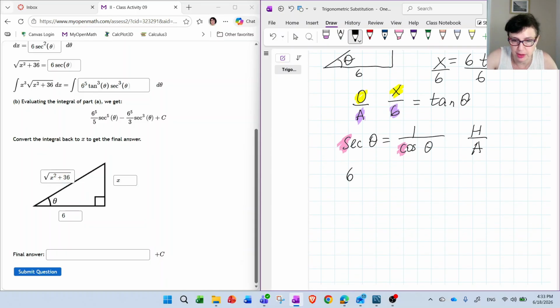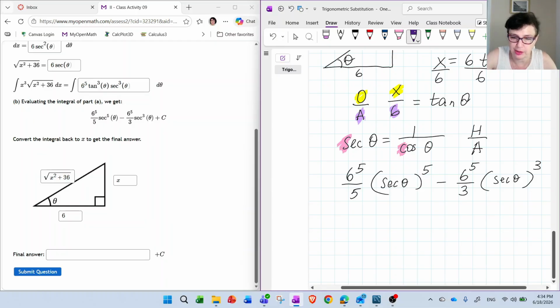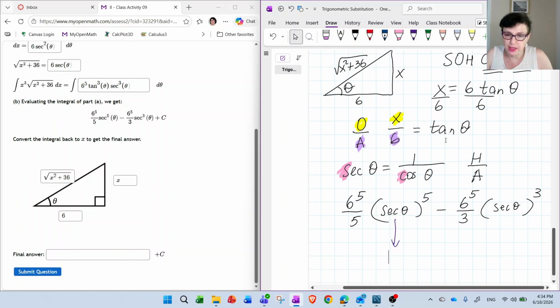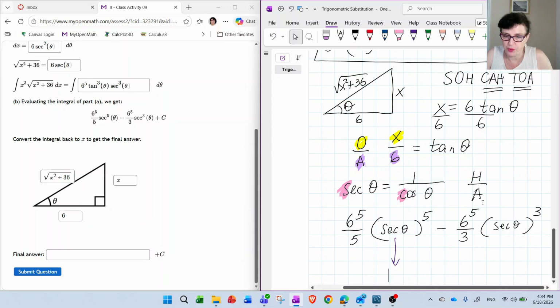Okay, so we're going to get 6 to the 5 over 5. Then the secant will be raised to the power 5, right? I'm just rewriting it so that it's easier to see what's going to happen. Then this is 6 to the 5 over 3, and then secant is going to be cubed. Now, instead of secant, because now you have to do the translation back to x, secant is hypotenuse over adjacent side.